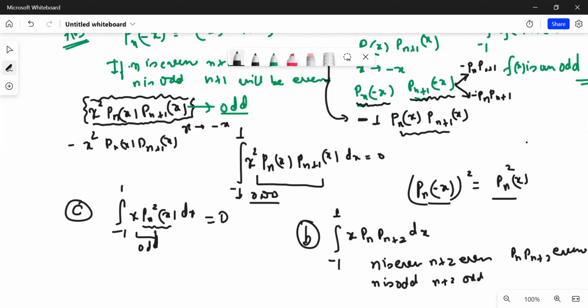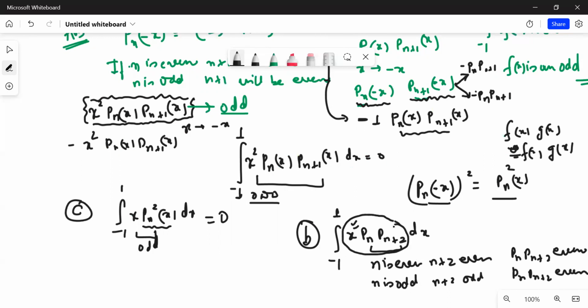And if two odd functions are to be multiplied, let's say f x and g x are both odd functions, you replace x by minus x. This will be minus f x, and this will be minus g x, so it will again be an even function. So in any case, Pn into Pn plus 2 will again be an even function. So this is an even function multiplied by an odd function. So overall, this particular function would be an odd function. And since this is an odd function, this integration from minus 1 to plus 1 would go to 0.